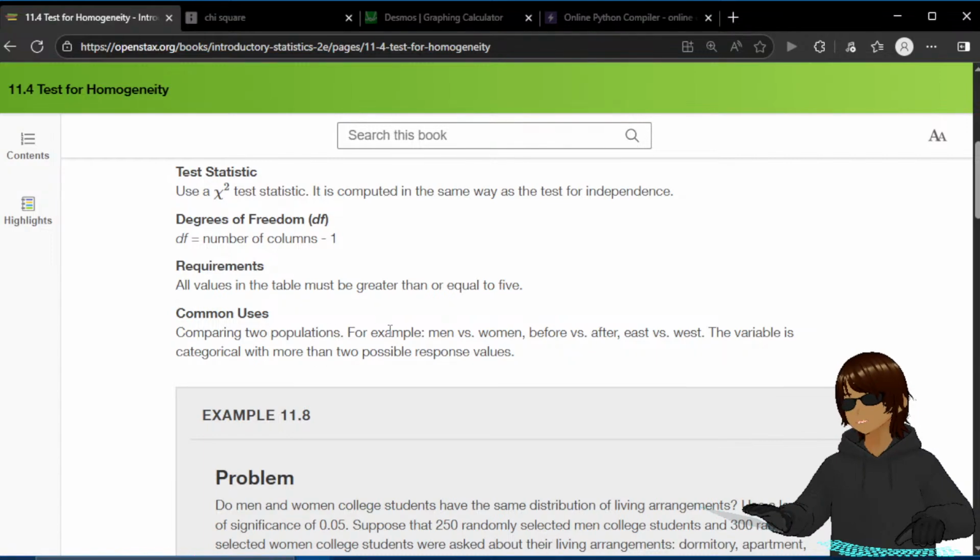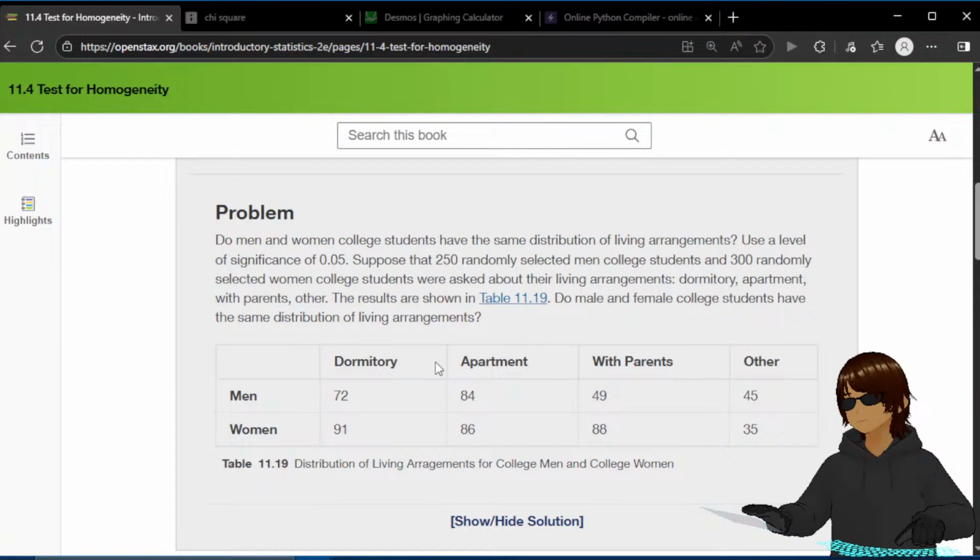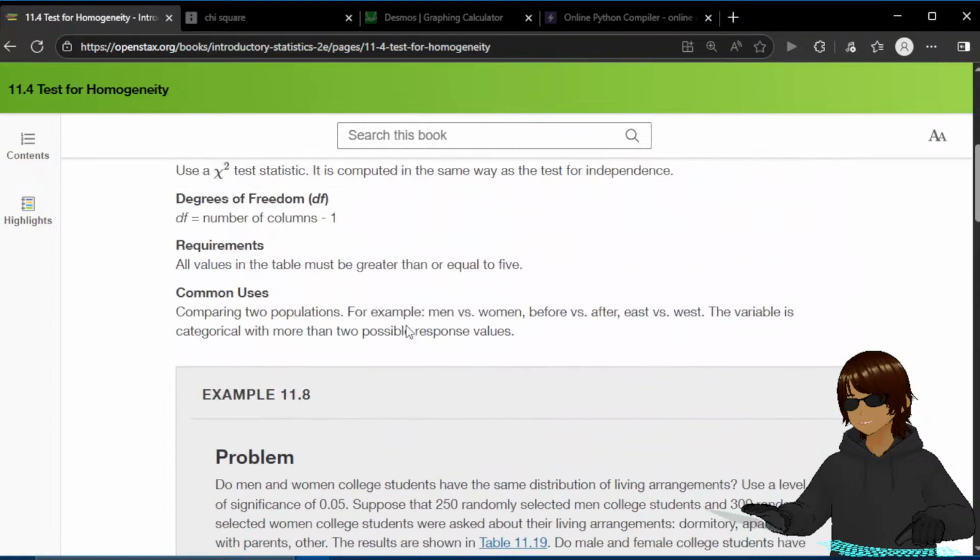Comparing two populations, for example, men versus women, before versus after, east versus west, the variable is categorical with more than two possible response values. Men and women college students have the same distribution of living arrangements. Use a level of significance of 0.05. Suppose that 250 randomly selected men college students and 300 randomly selected women college students were asked about their living arrangements: dormitory, apartment, with parents, and other. Results are shown here. Male and female college students have the same distribution of living arrangements.